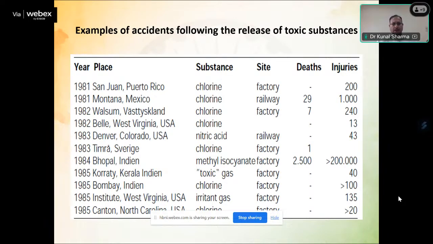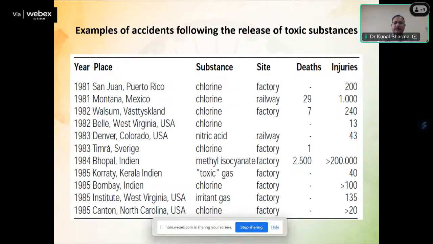So I was quoting about the span of 81 to 85, where we see the number of substances, sites, and deaths and injuries. We can see railways and factories, but factories are the majority. We are talking about industrial chemical disasters which happen in industries, and in each and every case we can see injuries are too many: 200,000, 240, 13, 43. The Bhopal gas disaster is a big thing, and in each and every case we can see deaths as well as injuries. So that is quite pertinent.